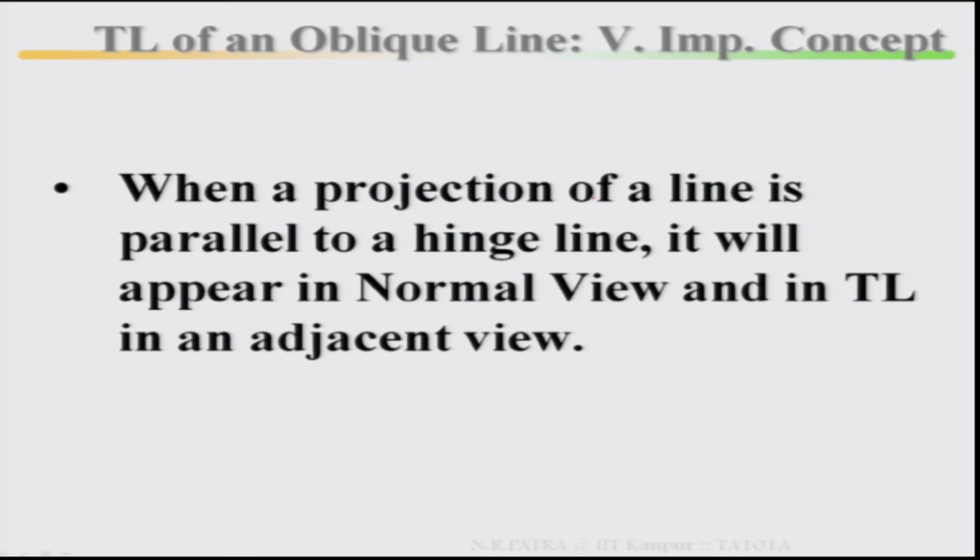When a projection of a line is parallel to the hinge line, it will appear in normal view and in true length in the adjacent view. Remember, in the adjacent view. That means, if I am rotating a line to be parallel in the top view, then I should get the true length in your adjacent view, which in this case is the front view.